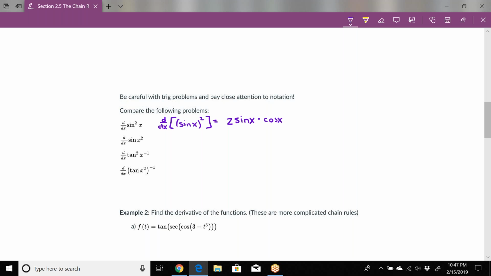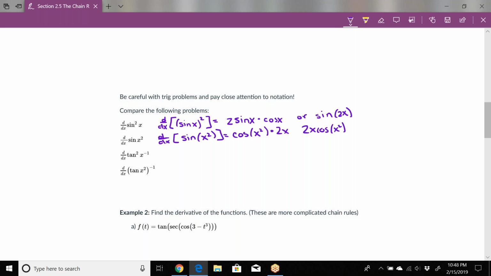Now if you recognize this, 2 sine x cosine x can also be rewritten as sine of the double angle, 2x. For this next one, notice this is not squaring the whole sine, this is a square on just the x. So this is d/dx of sine of x squared. So the outside function is the sine function here, so the derivative of that is cosine, keep the guts the same, and then we would times it by the chain of the inside, which is 2x. So you could rewrite that as 2x cosine of x squared.